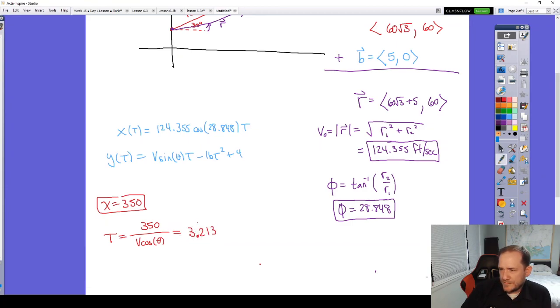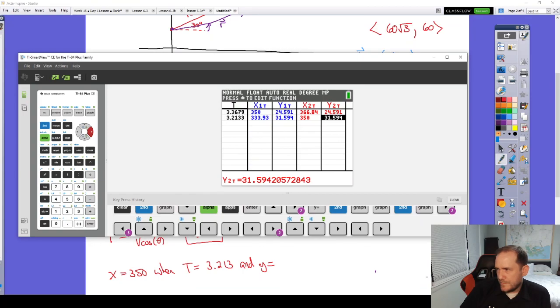So you better reference this time. And then you better point out, you'll say x equals 350 when t equals 3.213 and y equals whatever it was, 31.594.